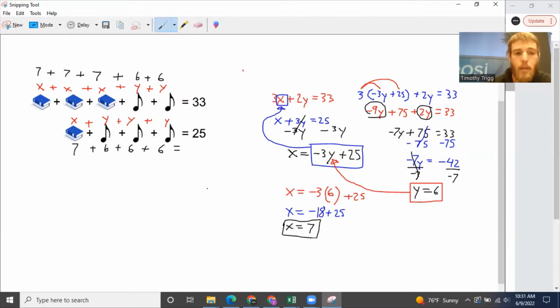Okay, so we know that it works on both equations, so we know for sure that we got the correct answer. So that's always a way you can double check, is take your variables that you found, plug them back into the equations, and you should end up with a true statement. In this case, 33 equals 33, and also 25 equals 25. Should be a true statement on both equations. That's how we know it's the correct solution.